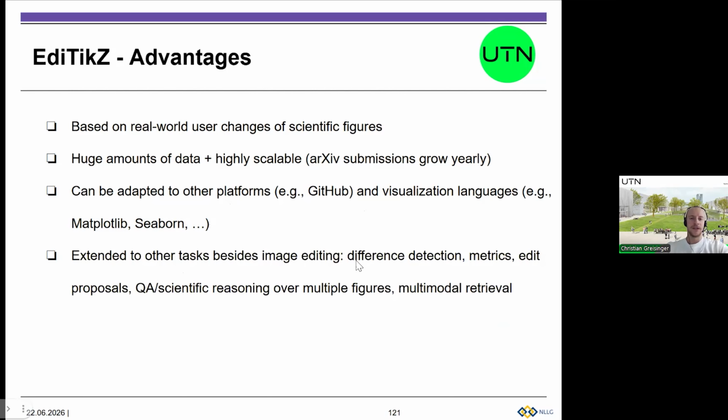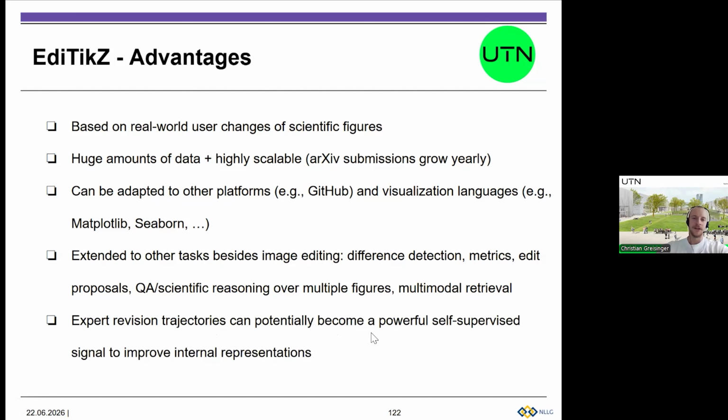And it can also be extended to other tasks besides image editing. For example, it could benchmark the differences between images. It could be applied for new metrics, for edit proposals, for scientific reasoning over multiple figures, or multimodal retrieval, which is very interesting because now we also have hard negative examples available of very similar figures.